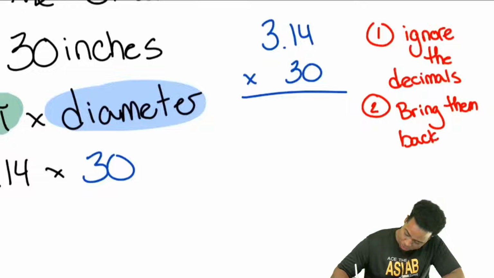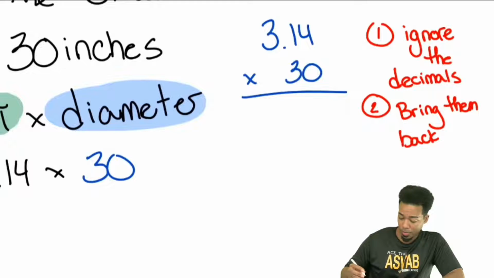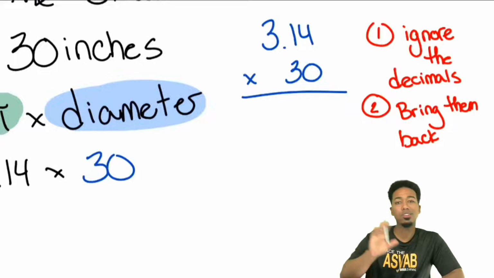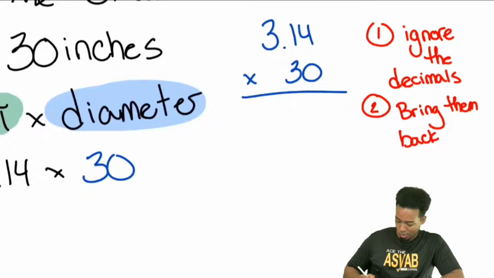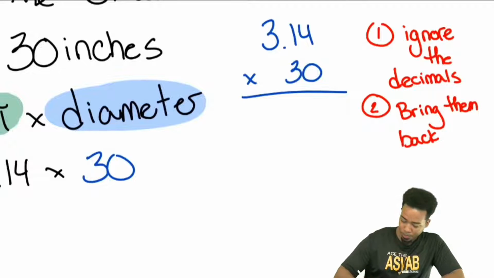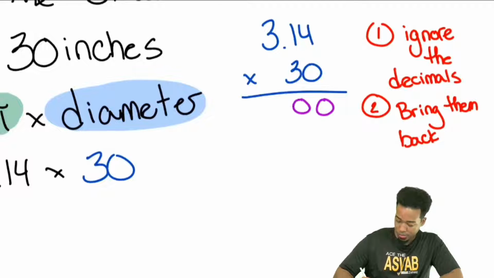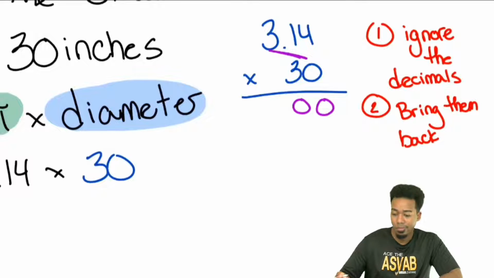And here's what I mean by that. Everyone, I'm going to do this at the end. So step one, just ignore the decimals and multiply like normal. Let's go ahead and go through that right here. So everyone, here we go. 4 times 0, that's going to be 0. 1 times 0, that's 0. 3 times 0, that's 0.